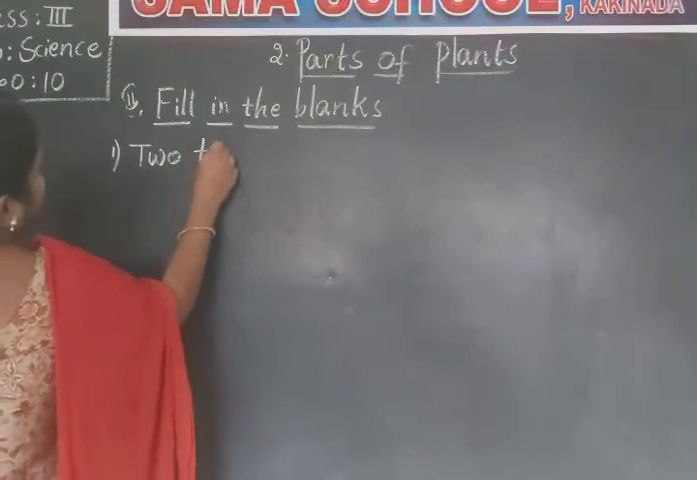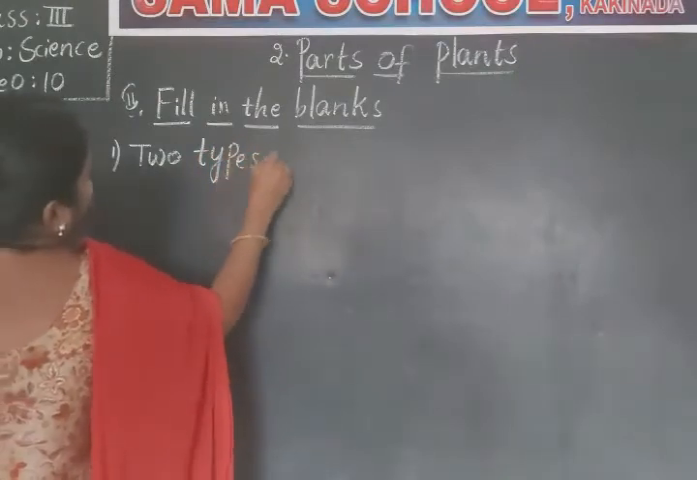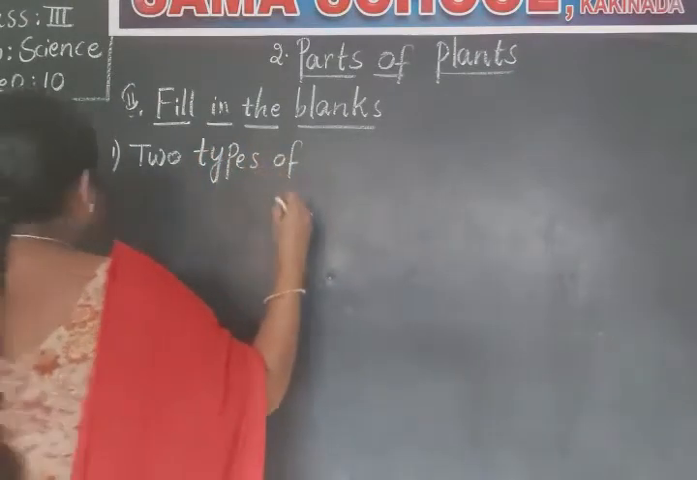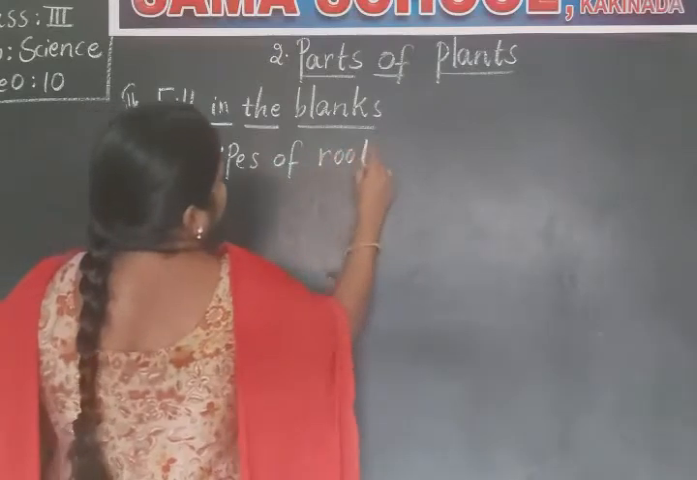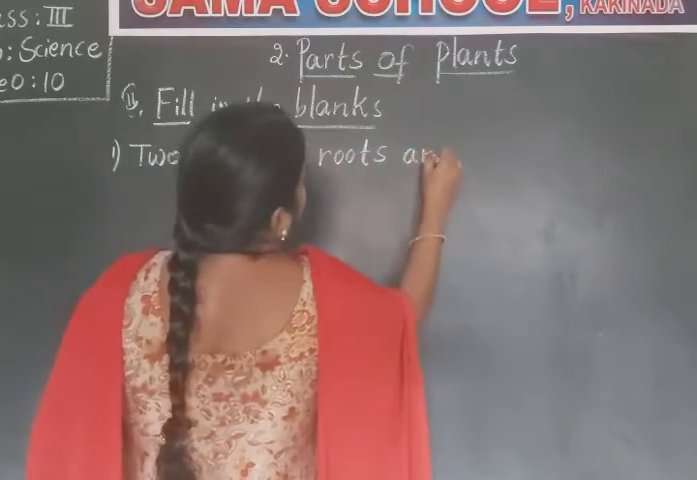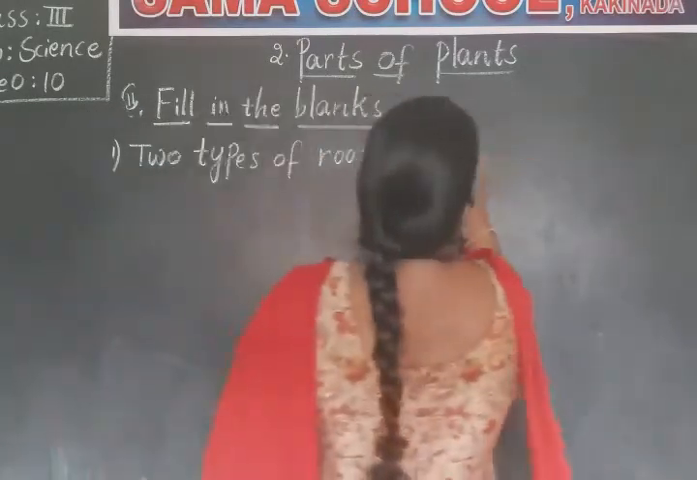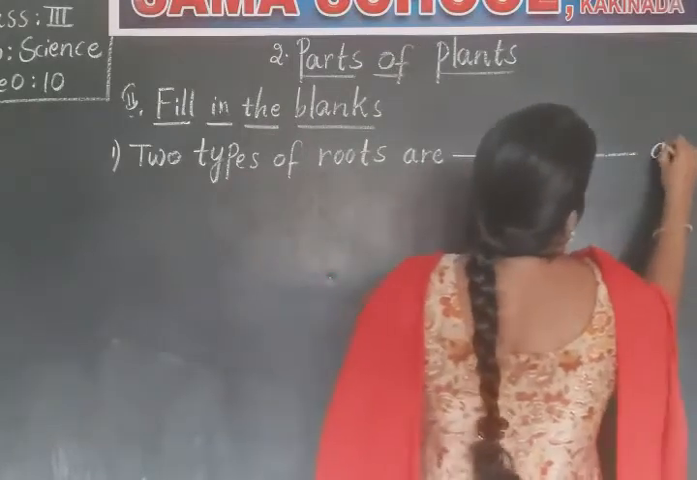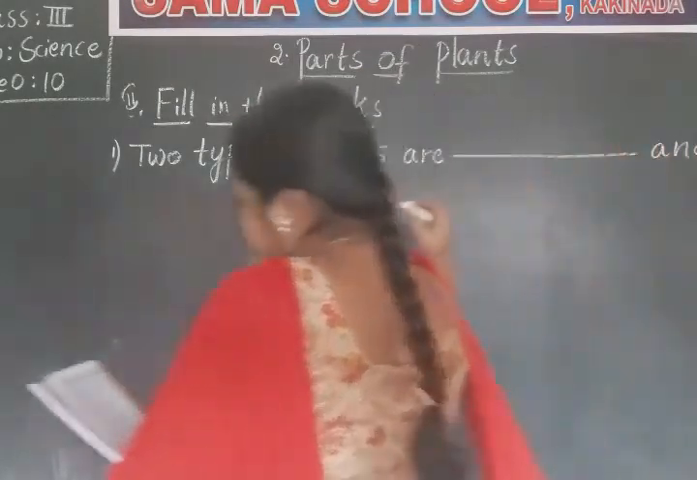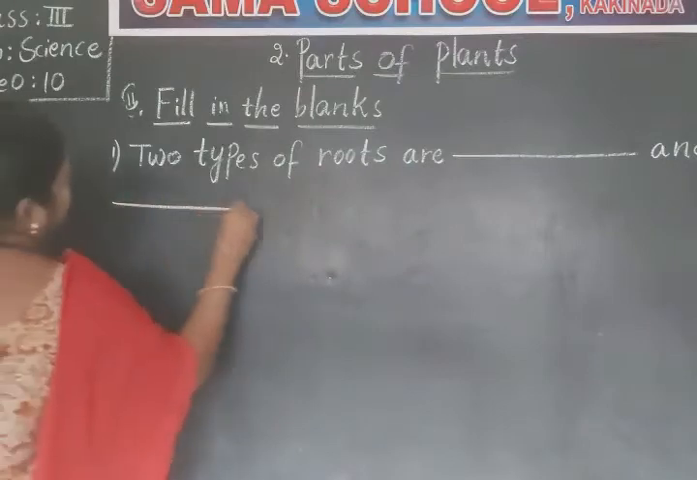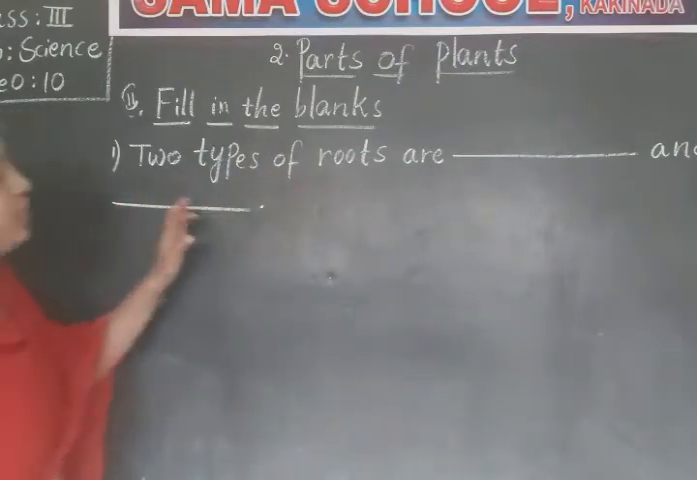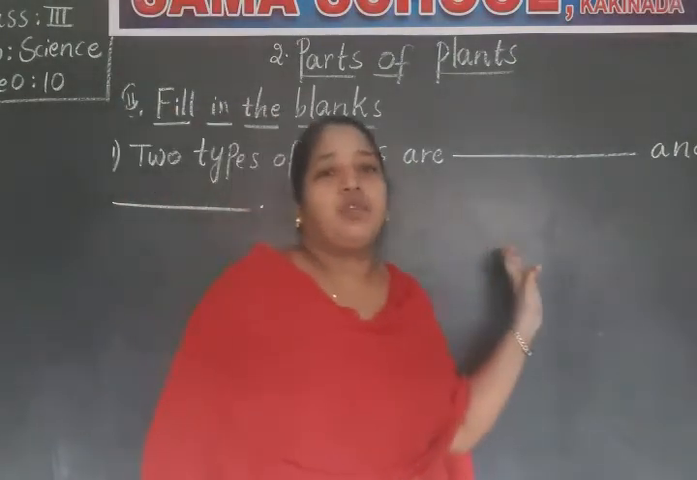Two types of roots are dash and dash. So already you have learned that there are two types of roots.